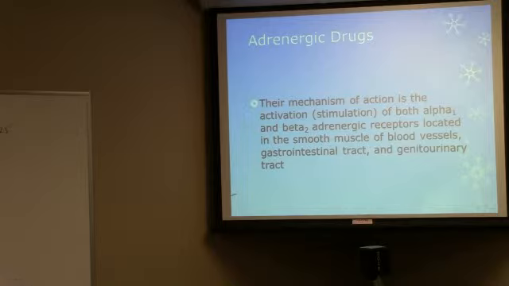So, since both of those are a vasoconstrictor, which receptor do you think it's going to be hitting? Alpha 1 or alpha 2?